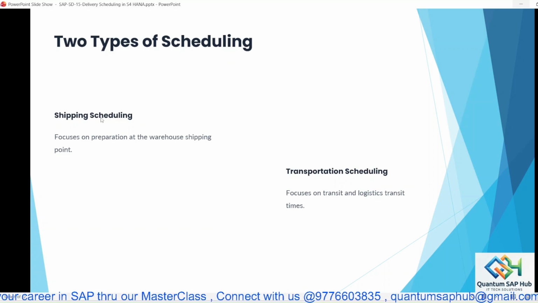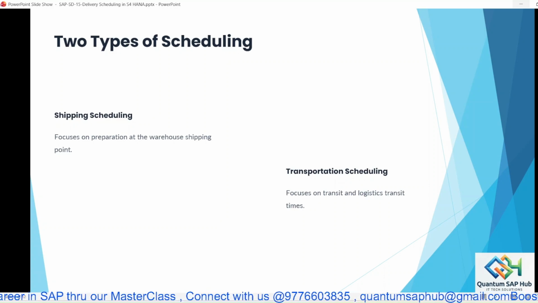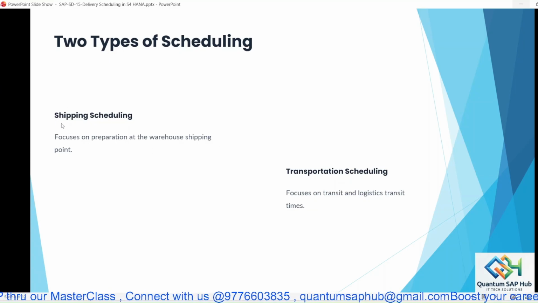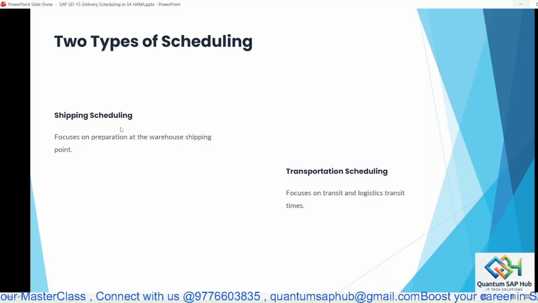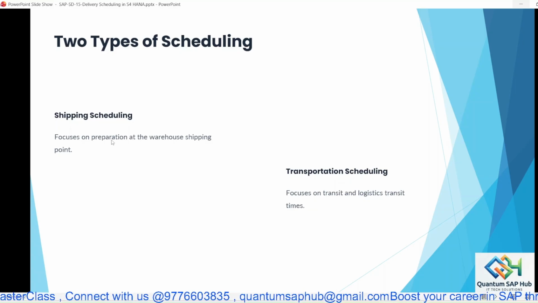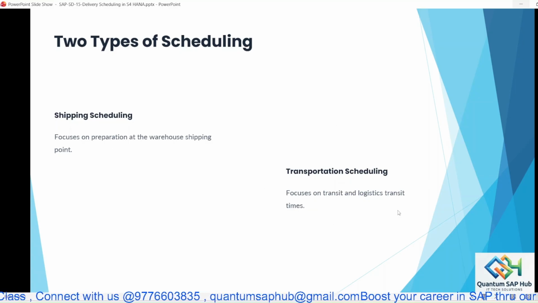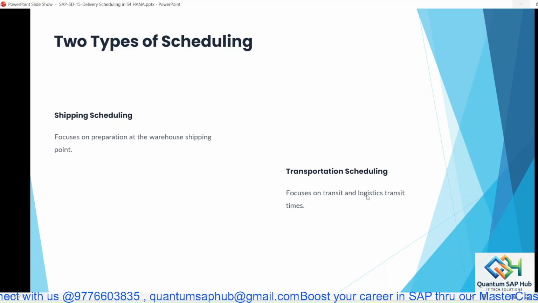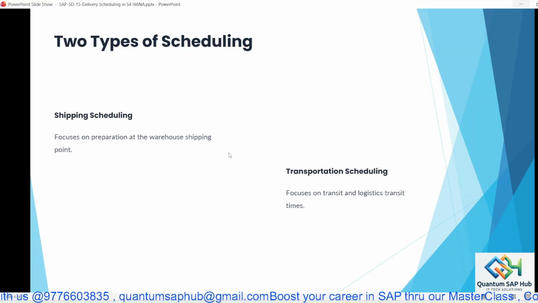Shipping scheduling. So there are two types of scheduling. One is shipping scheduling, which happens at the shipping point, and the other is transportation scheduling, which focuses on transit times. Okay.